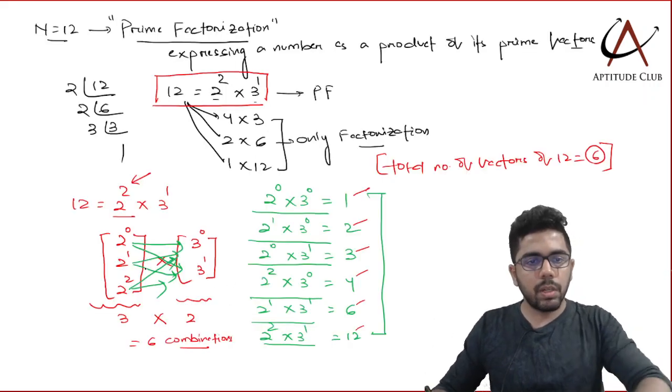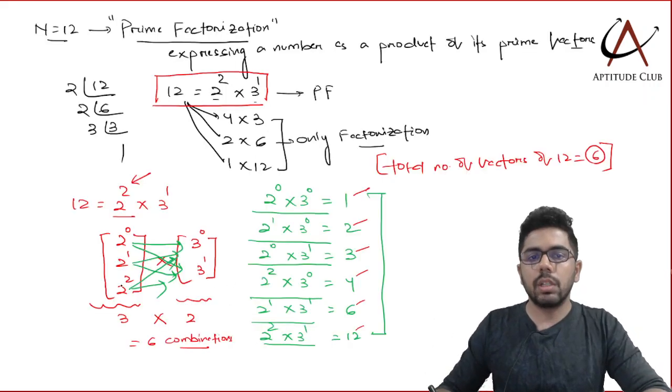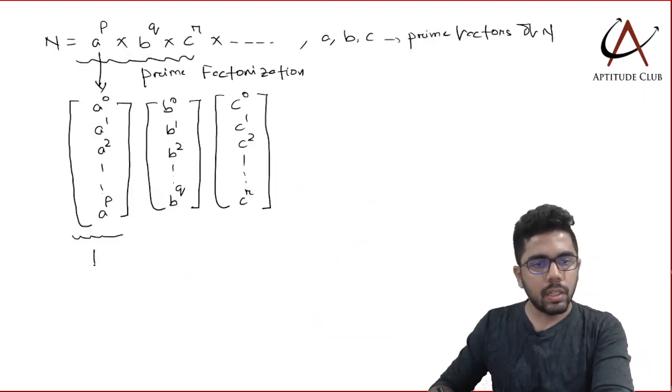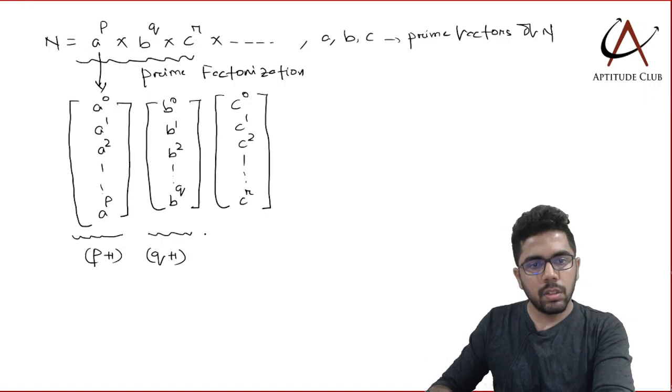Just like 2 to the power 2 था तो 2 to the power 0 से लेके 2 लिखा था, 3 to the power 1 था तो 0 से लेके 1 लिखा था, and so on. So how many forms here? I got p plus 1 forms in this case. In this case I got q plus 1 forms, and here I got r plus 1. So combination means you just multiply.